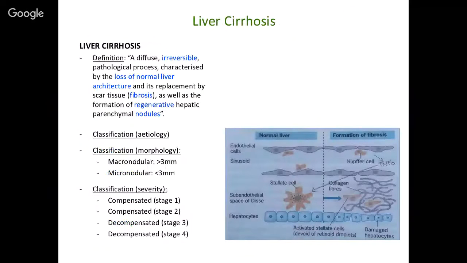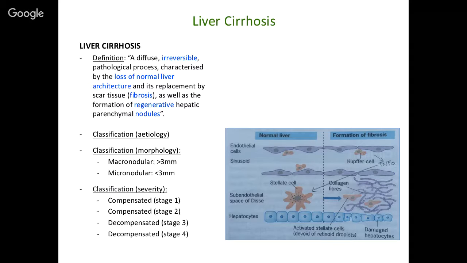Okay, so liver cirrhosis. This is the definition of cirrhosis. It's a diffuse, irreversible pathological process. I think of three things: loss of normal liver architecture, and then loss of function. You get fibrosis due to all the inflammation, and you get regenerative hepatic nodules as well. You can classify cirrhosis by etiology.